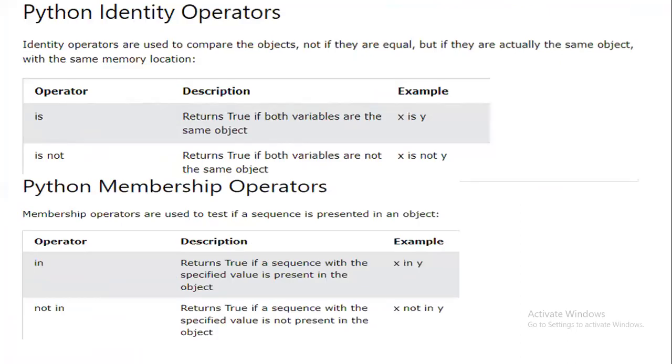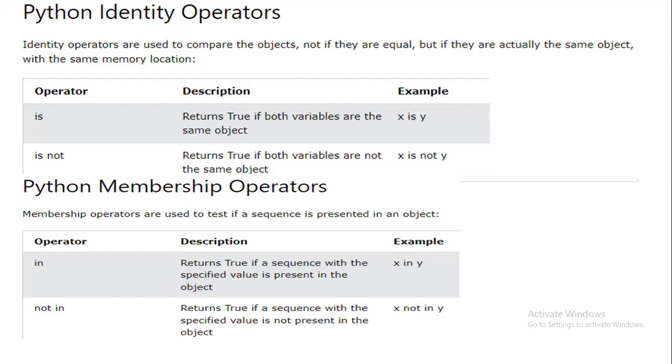Let's come further. Python identity operators. Identity means identifying equality, you can say. The is operator is there. So what is the use of the is operator? The is operator returns true if both variables are the same. So x is y returns true if both variables are the same. x is not y returns true if both variables are not the same.